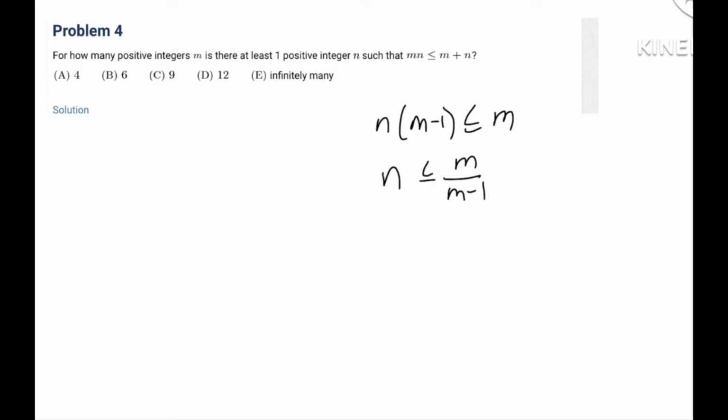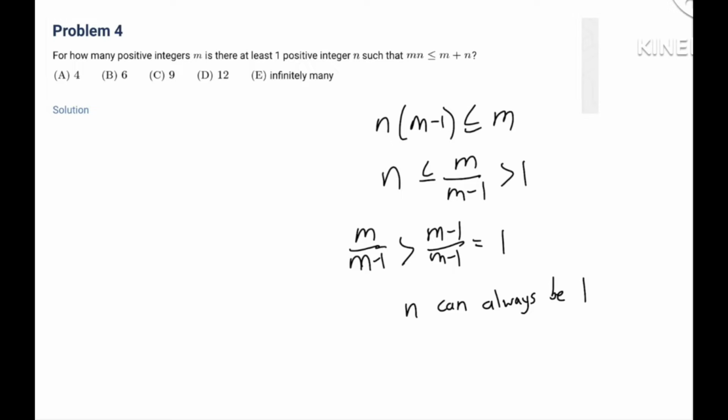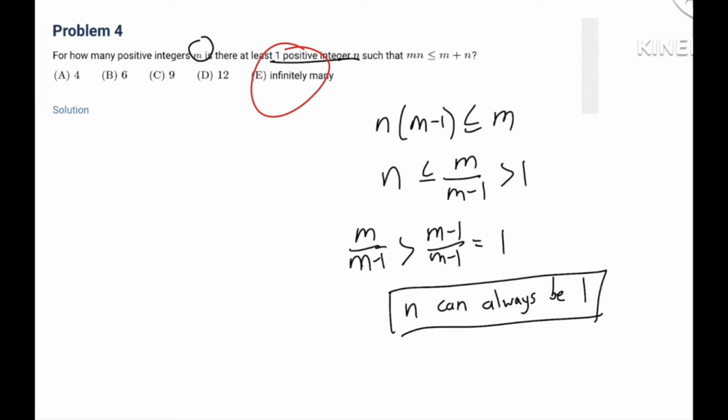m over (m minus 1) will always be greater than (m minus 1) over (m minus 1), which is 1, right? So this value will always be greater than 1. So n can always be 1. Since there is a constant value of n, there is always at least one positive integer n for any m, right? So there are infinitely many values of m. That means the answer is E, infinitely many.